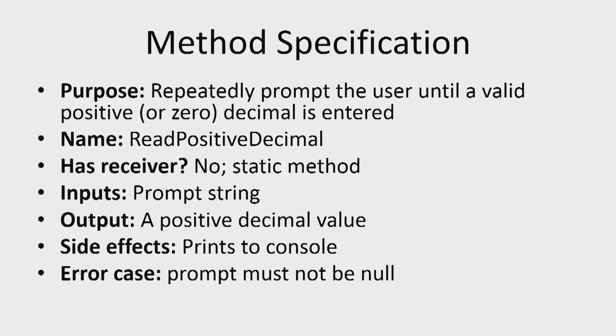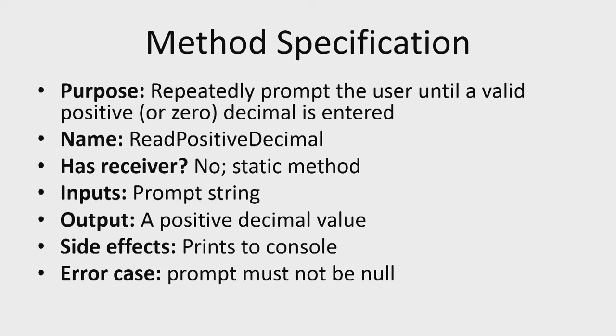So now we're no longer looking at the program specification. Now we're going to specify a specific method. What's the purpose of this method? This method repeatedly prompts the user until a valid positive or 0 decimal is entered. So it has to be non-negative. It's a little bit weird to say my interest rate is 0, but that's legal. A bank could have a 0 interest rate. So we should probably allow 0 entries.